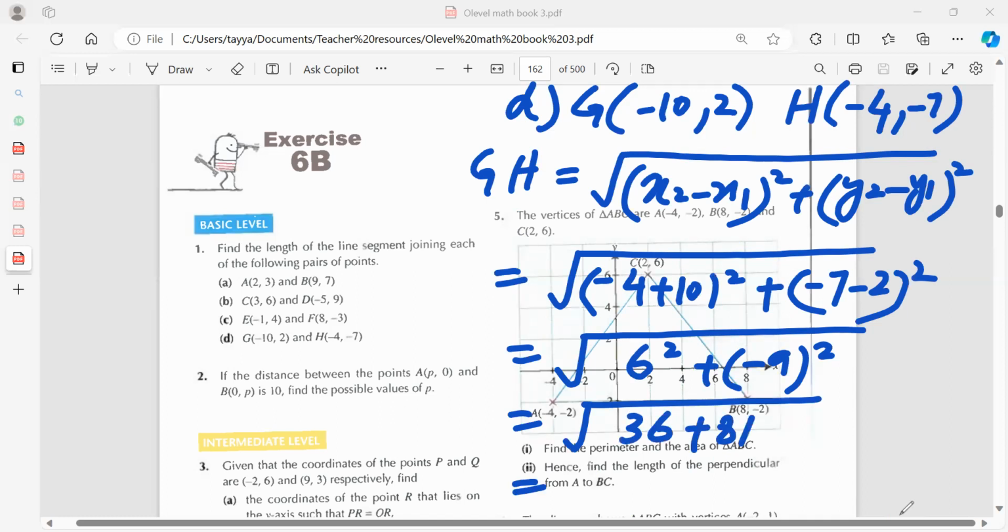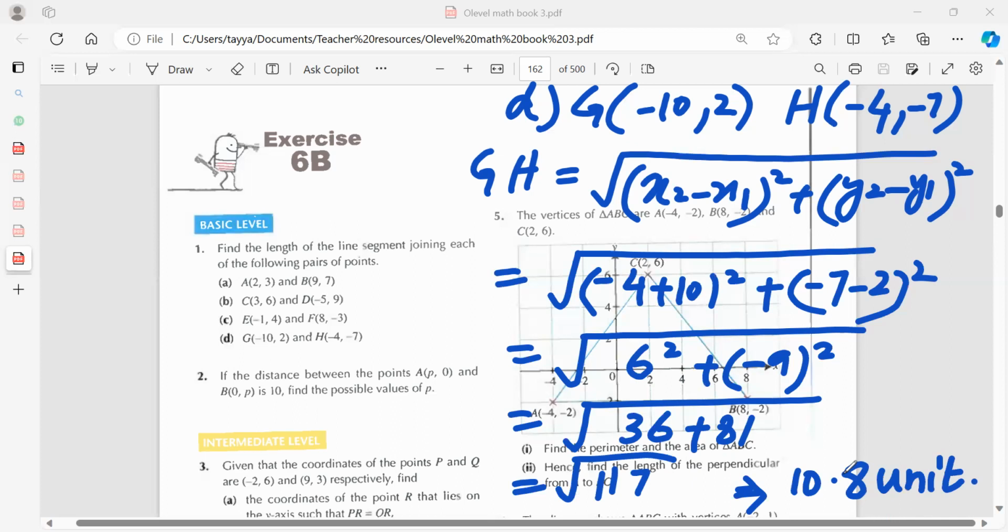So what is the answer for this? The square root of 117. The answer is 10.8. Yes, 10.8 units.